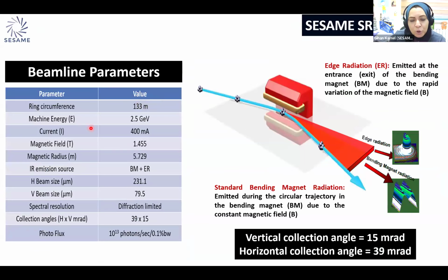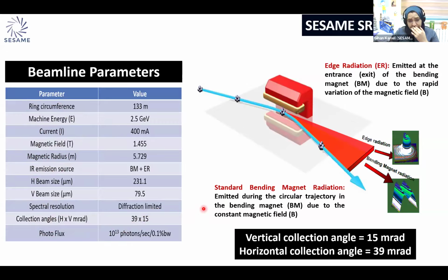Any beamline has what's called beamline parameters. And with the beamline parameters, you will see a mix between the machine parameters, the storage ring parameters. So you see the circumference. You see here, for example, the machine energy. We are operating at 2.5 giga-electron volt. Our top current is 400 milliampere, and so on. So here you will see some parameters of the machine, and then you will see some parameters of the beamline. And depending on what we call the collection angle, which for our case is 39 by 15.